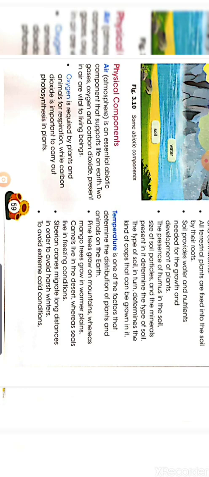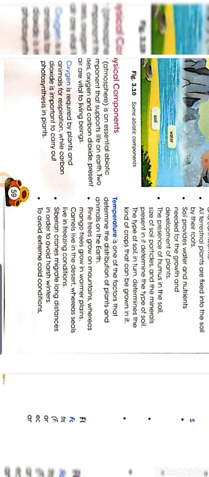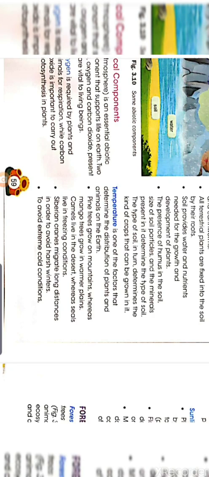Next one is temperature. Temperature is the factor that determines the distribution of plants and animals, meaning where which kind of plants and animals we can see. Like the pine trees generally grow on mountains in cold areas, but mango trees grow in warmer places. In the case of animals also, camels generally live in deserts, but seals generally live in freezing water.